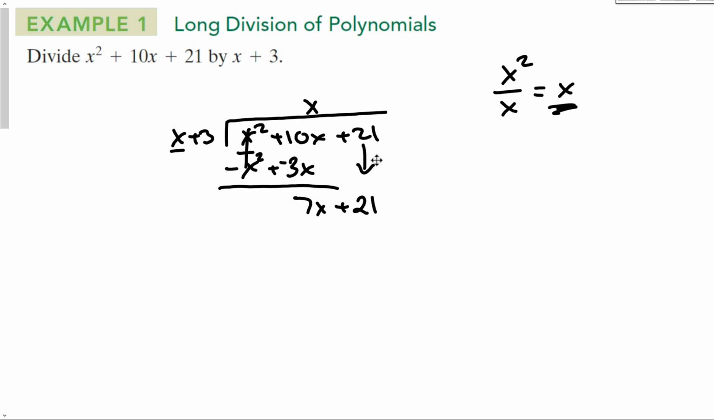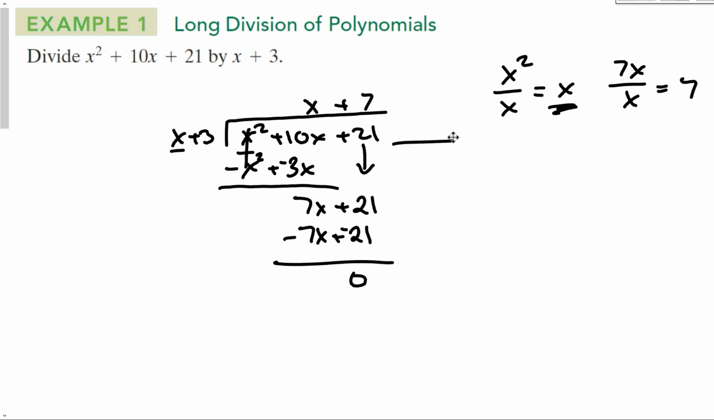Divide, multiply, subtract, bring down. Do it all again. How many times does x go into 7x? So we're looking at 7x over x is 7. That's divide. Multiply: 7 times x plus 3 is 7x plus 21. Subtract gives me 0, and there's nothing left to bring down. So what does that mean? It means that the quotient of this expression is x plus 7.